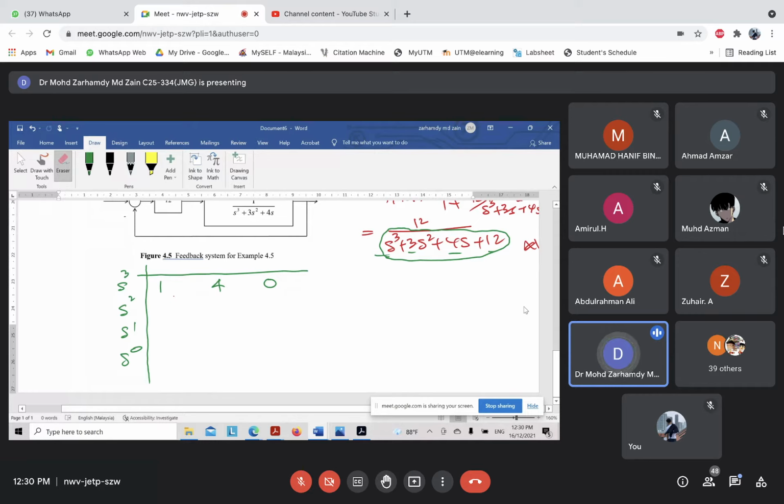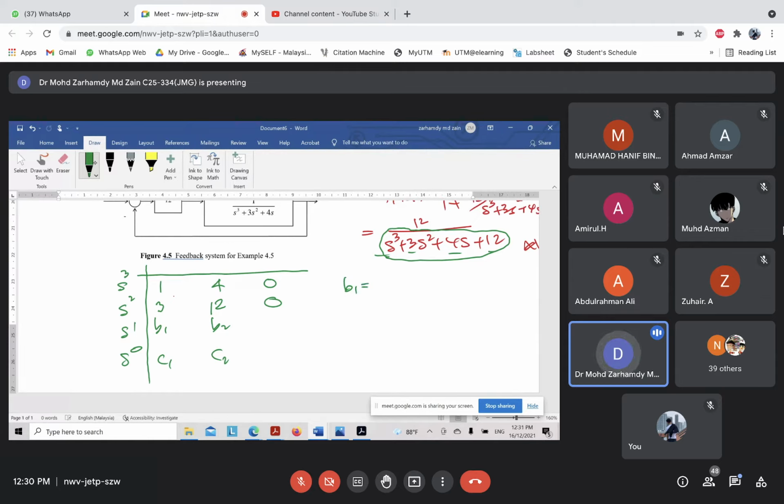Okay, so we have 3, 12, and 0. So now we are looking for B and C. So we have B1, B2, and C1 and C2. Okay, now from here, follow what we have done before.